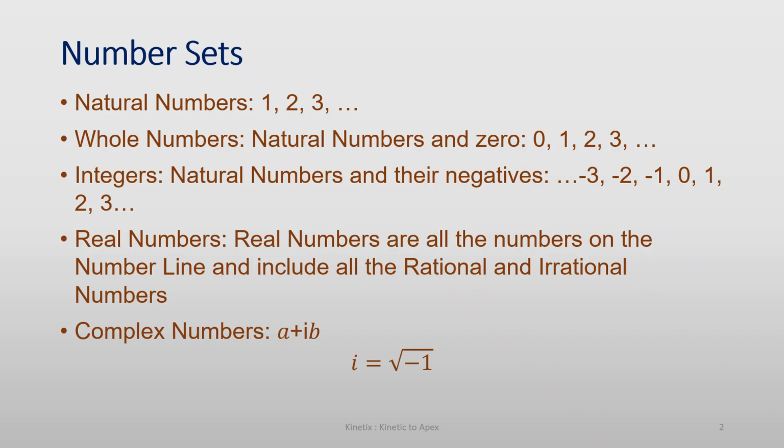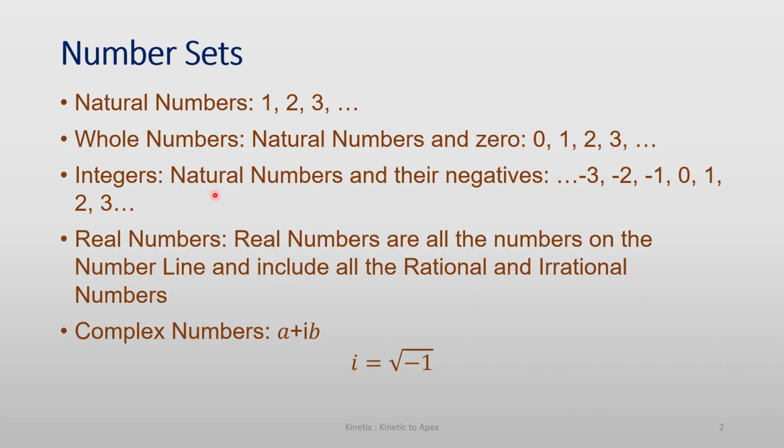Natural numbers means when we say the counting numbers 1, 2, 3, these are the natural numbers. Then comes 0. When 0 is added to these natural numbers, it becomes whole numbers. Therefore, natural numbers and 0 become whole numbers.